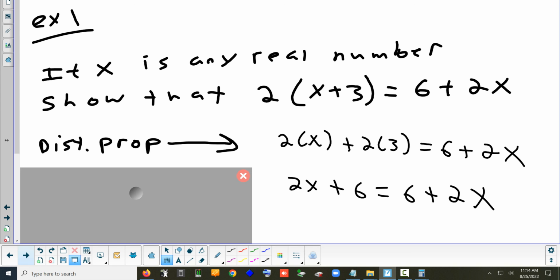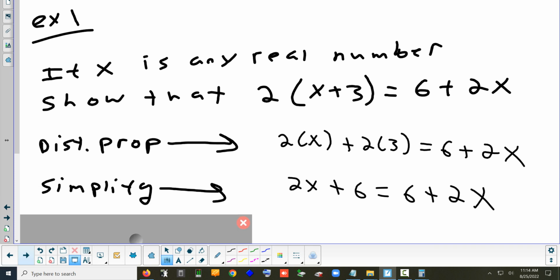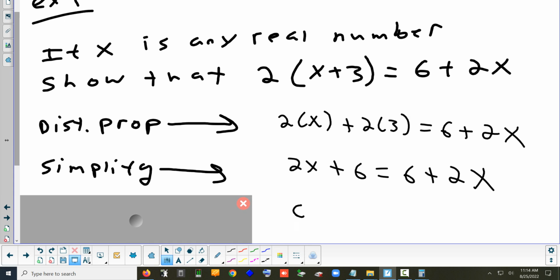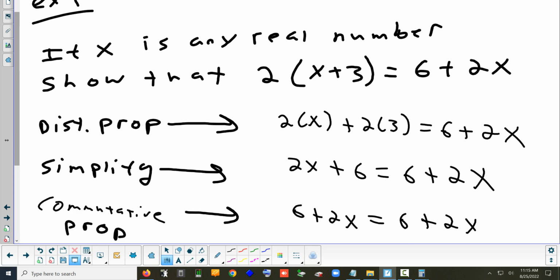And it's not really a great word for what I just did on the left-hand side, but what did I basically do to the left-hand side? I just simplified it. And now, I'm going to say 6 plus 2x equals 6 plus 2x. What property did I just use on the left-hand side that time? The commutative. Yep.